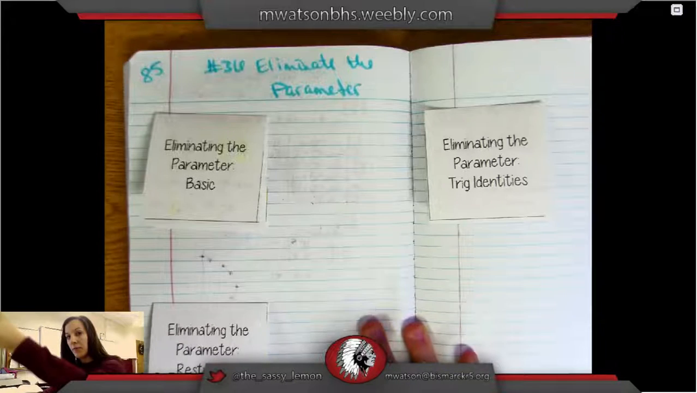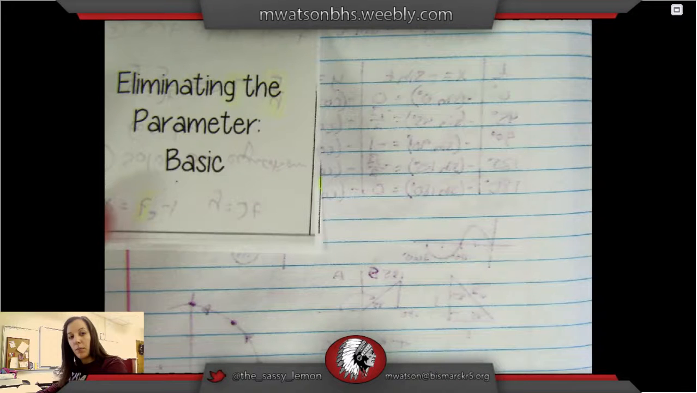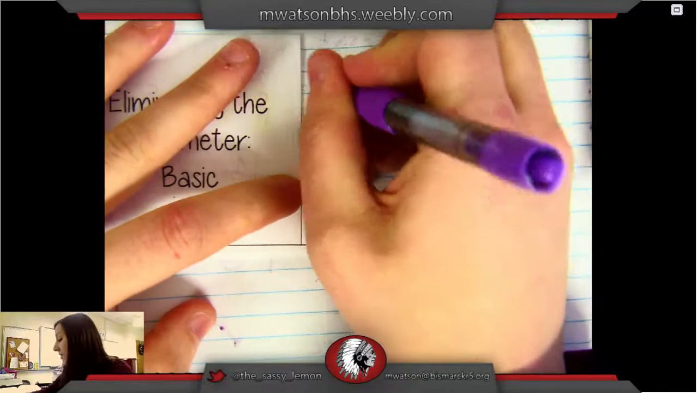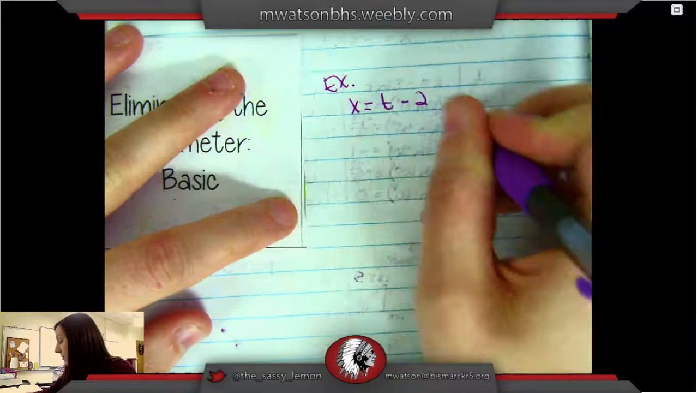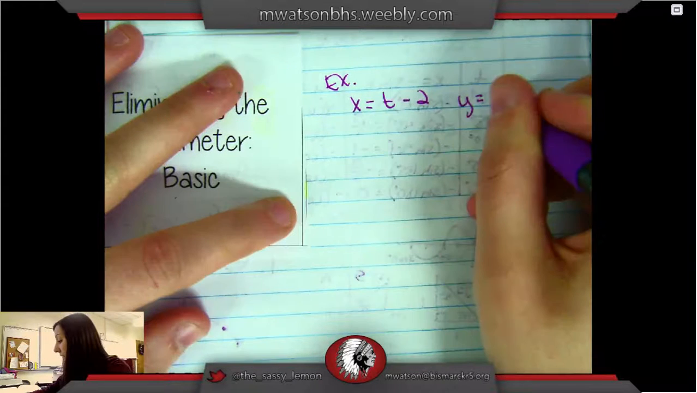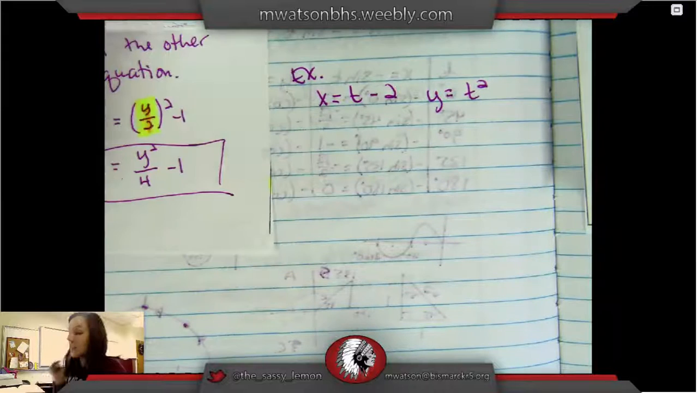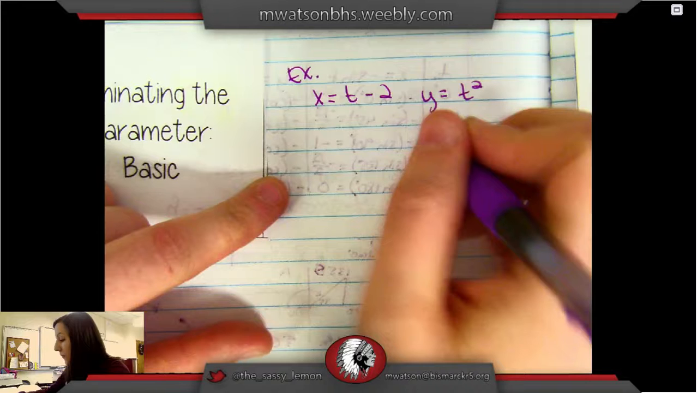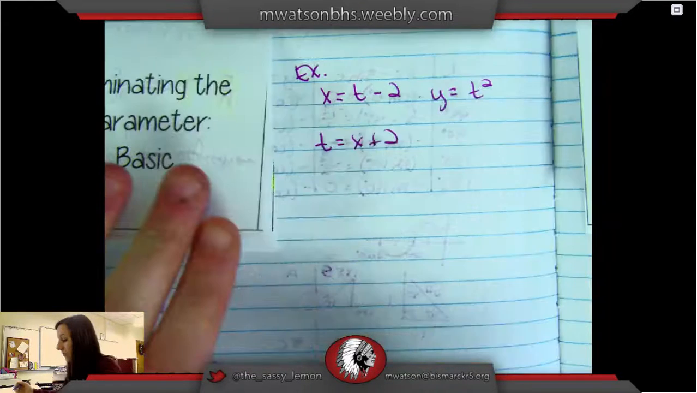So let's start with another eliminating the parameter basic problem. So say our 2 parametric equations are x equals t minus 2 and y equals t squared. We're going to solve one for t, just like we did in our foldable. And I'm going to solve this one. It looks pretty easy. So I'm going to add 2 to the other side, and I get t equals x plus 2. And now I substitute.